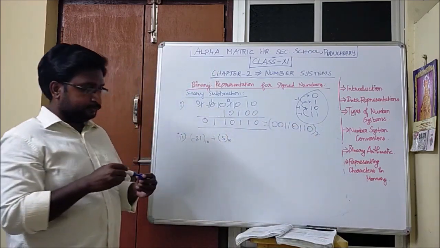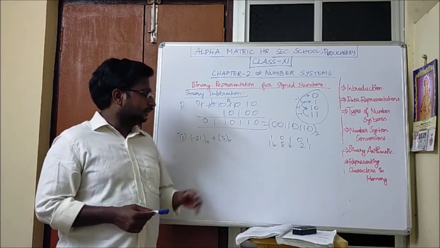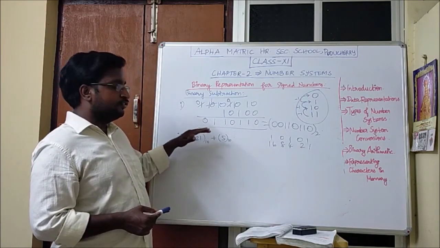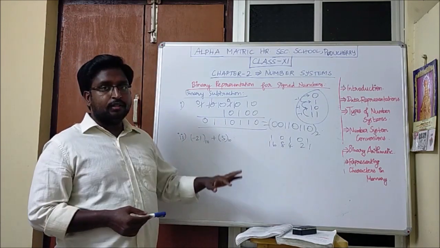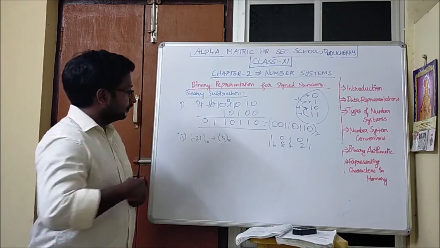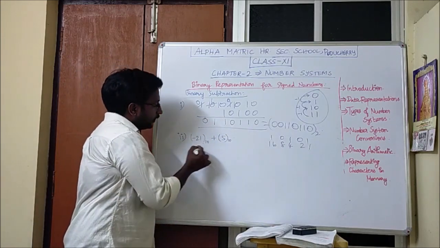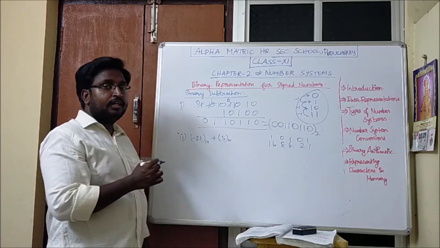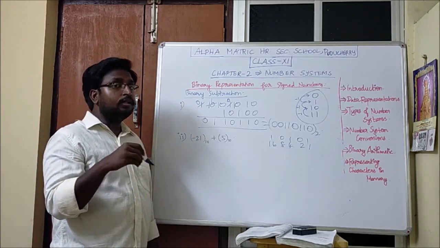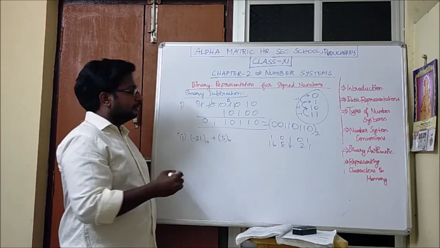this is the answer. The next example: given a decimal number, we have to convert it to binary and then subtract. So here we are given minus 21. Whenever we see a negative number, we have to find the 1's complement and 2's complement. Then only we can manipulate.